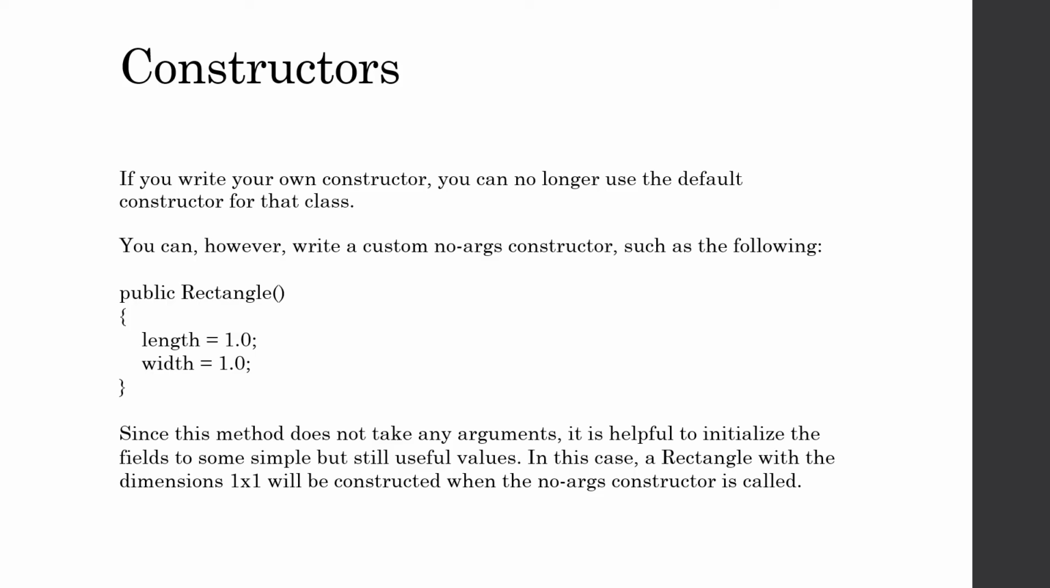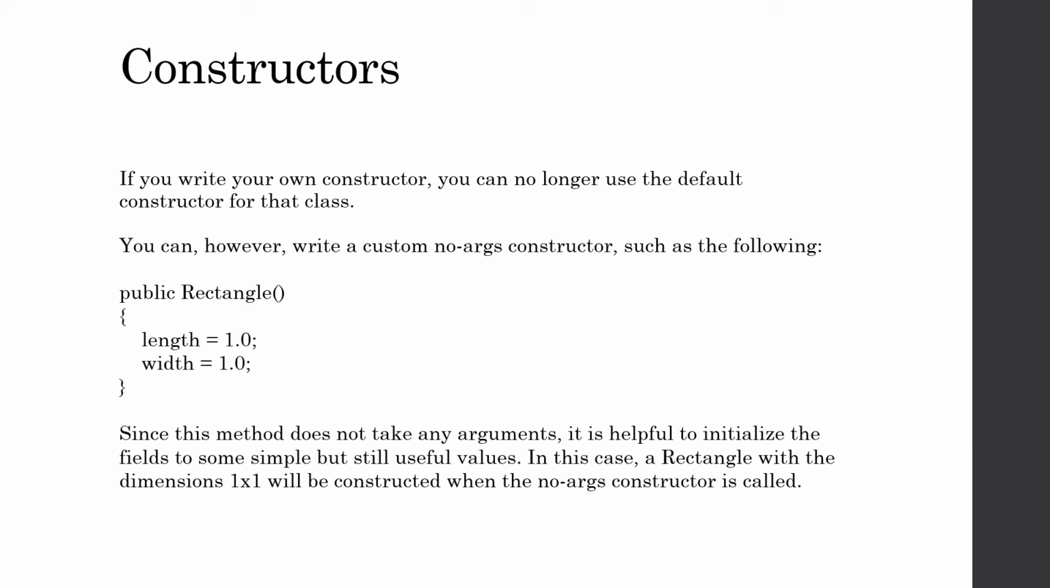So the problem that we're running into is that if you happen to write your own custom constructor, then you can no longer use the default constructor for that class. You can, however, write a custom no-args constructor. So a no-args constructor is kind of like the default constructor, at least in the way that it looks when you call it. The difference is that you've given it your own custom implementation. So we can look at something like the following right here. We're going to go ahead and make another constructor. So this one's not going to take any parameters or any arguments. Instead, it's just going to be that empty pair of parentheses.